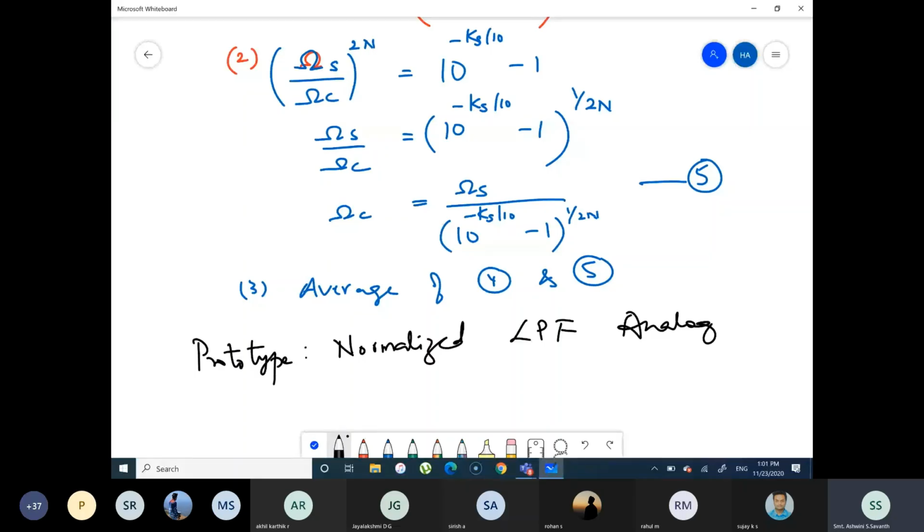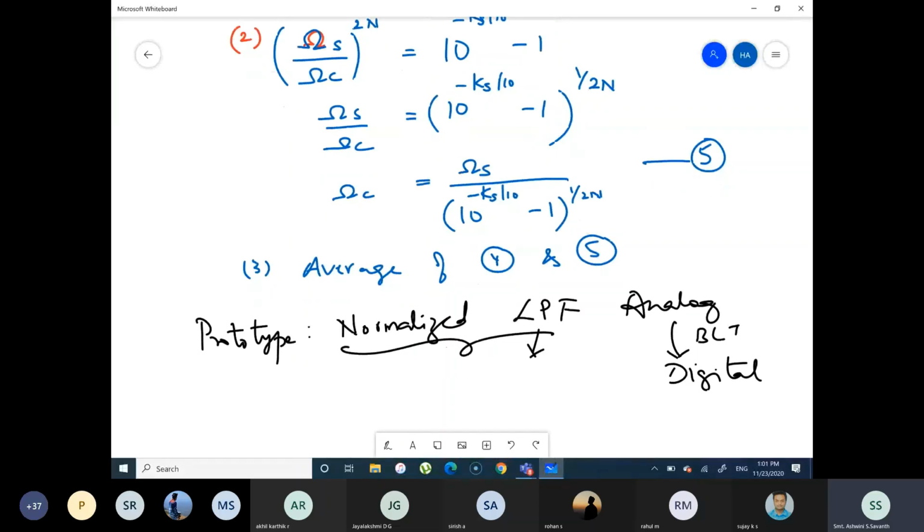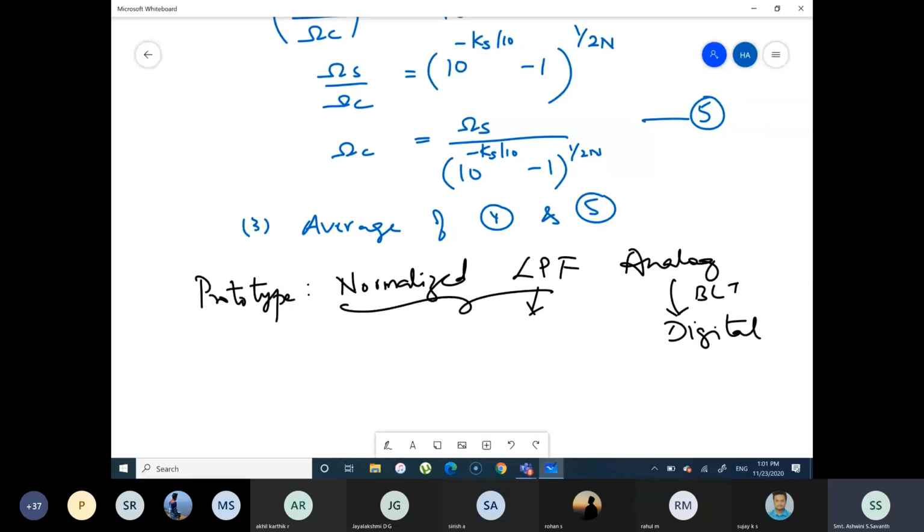To convert this filter to digital, we use the bilinear transformation, which we have to learn. To convert the normalized low pass to the desired low pass with the cutoff frequency omega c, in your Hn of s, the normalized low pass filter, you'll have to put s as s by omega c. Only then are you going to get your desired low pass filter.